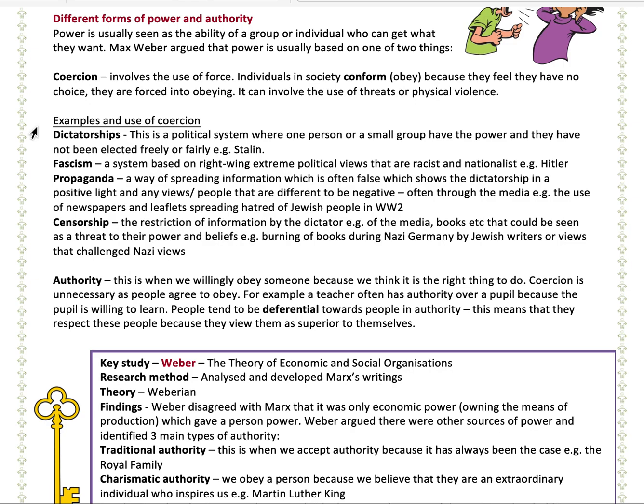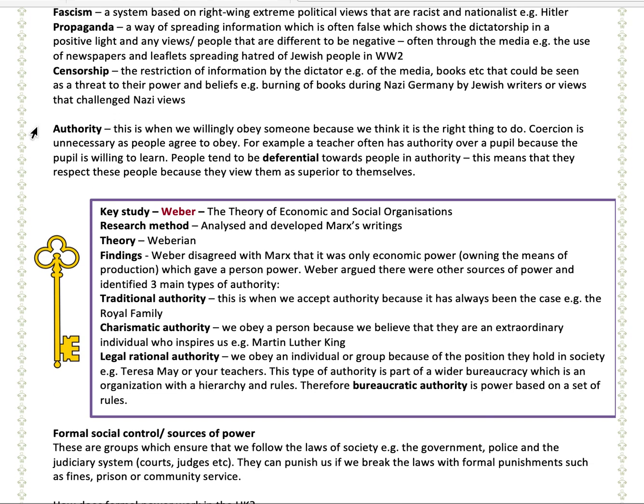Authority, so willingly obey, and there are 3 different types of authority that you need to know. So Max Weber is a Weberian, obviously, he founded the theory, and he talks about 3 types of authority that you may need to explain one of them. So traditional, we accept authority, it's always been the case.